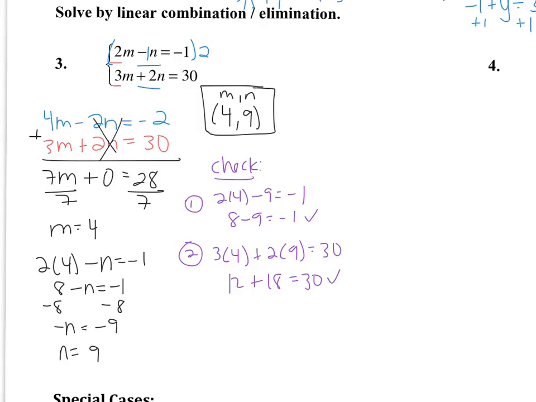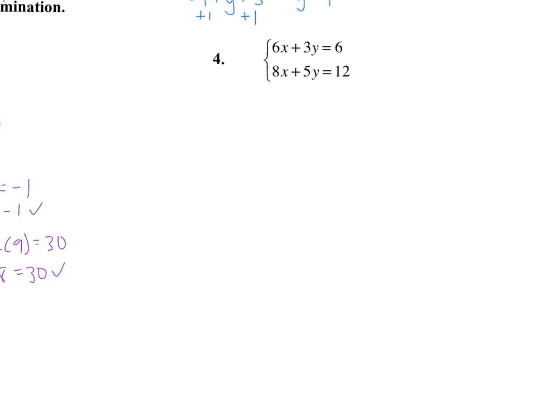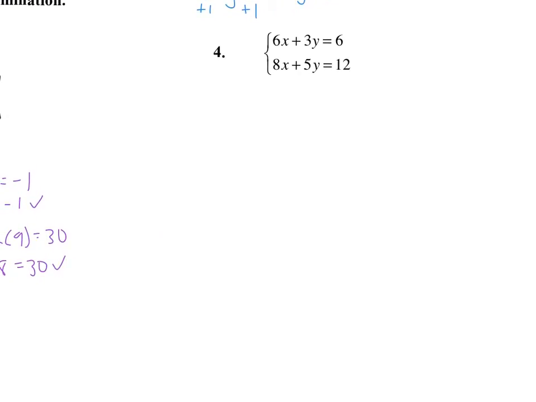Okay, we have one more example to do. So one more for linear combination. Okay, so looking at the next example. Again, we want the numbers to match with opposite signs. Now I notice I have positive x, I have positive y, so I don't have opposite signs. So it really doesn't matter which one I pick.